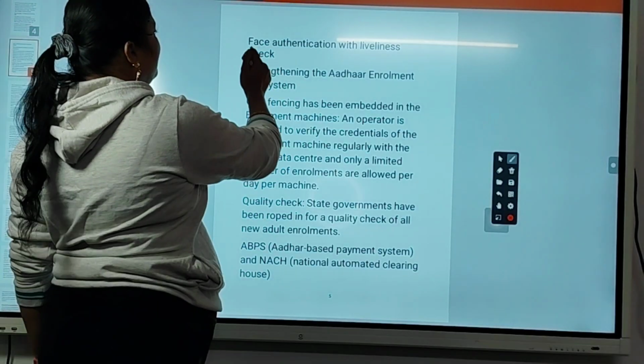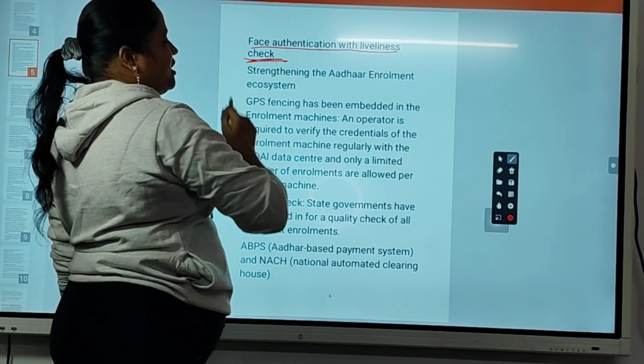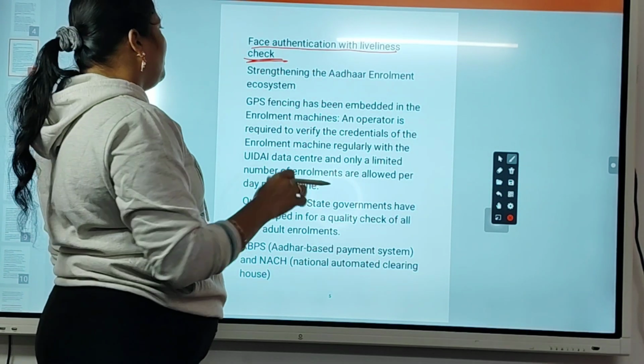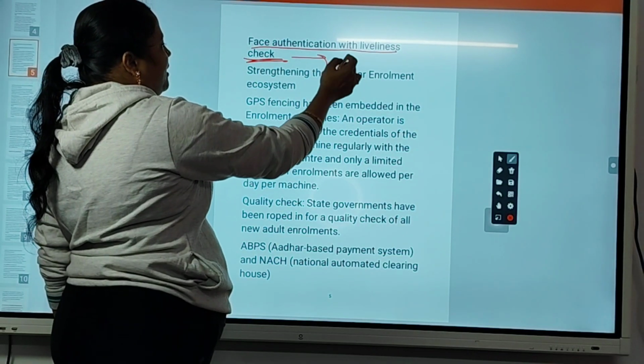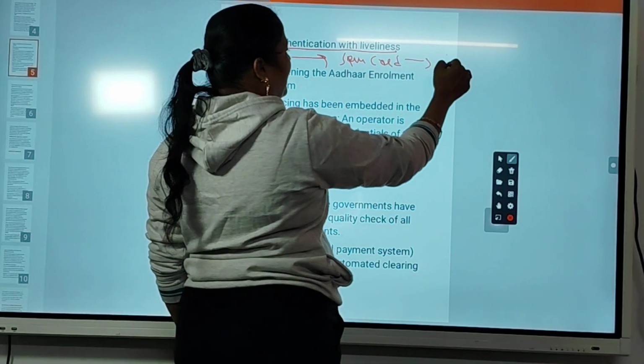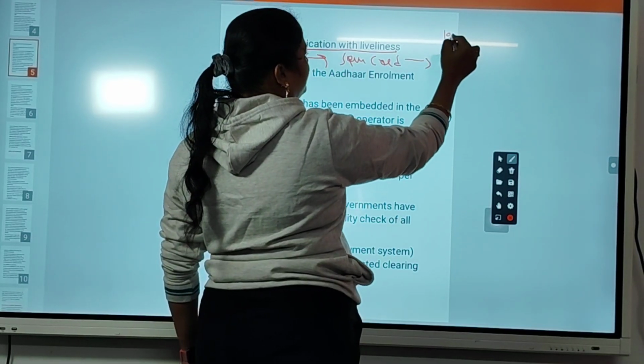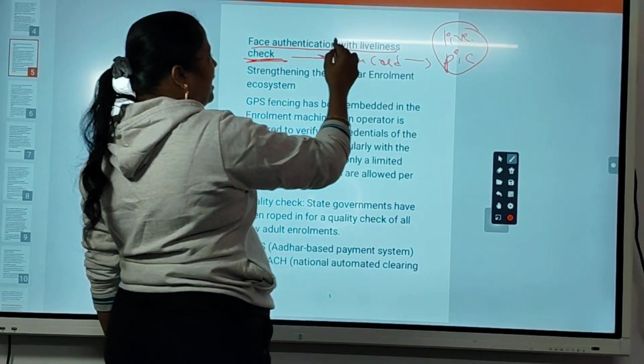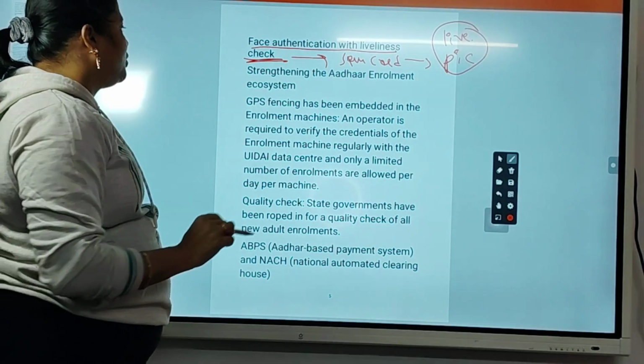Face authentication will come with a liveliness check. Even the face will be authenticated. Like when you are getting a SIM card, what they will do, they will take a live picture of yours. This is nothing but the live face authentication procedure.